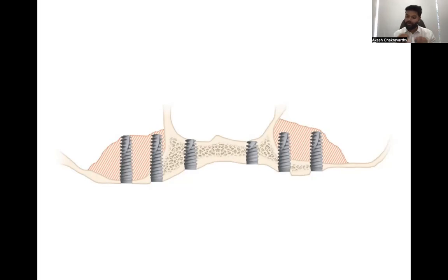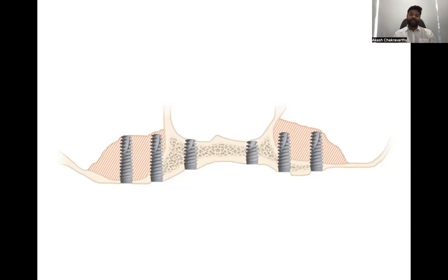Once I started doing all-on-4 and immediate loading in my practice, we have never done any full mouth, full arch implant case without immediate loading. Very rarely have we not done immediate loading in our practice when it comes to full arch. It was always full immediate loading for us.